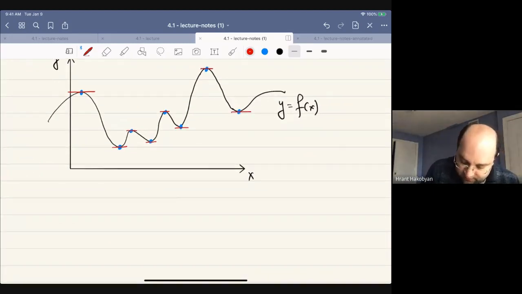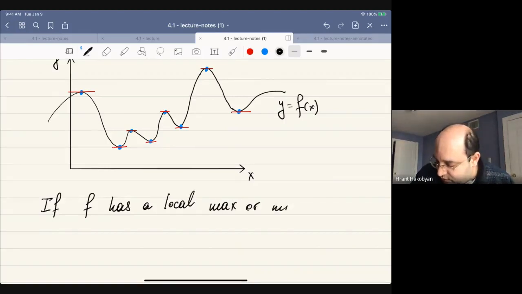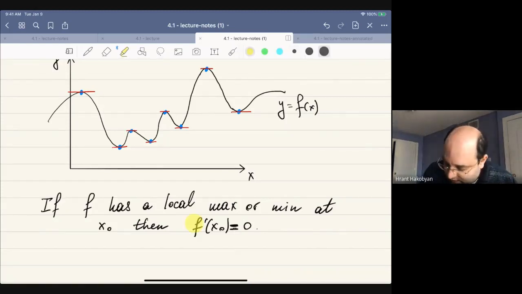So what does that tell us? If f has a local maximum or minimum at x naught, then f prime at x naught is equal to 0. Okay, so that's what we have. At the point where we have a local maximum or a local minimum, the derivative is 0.